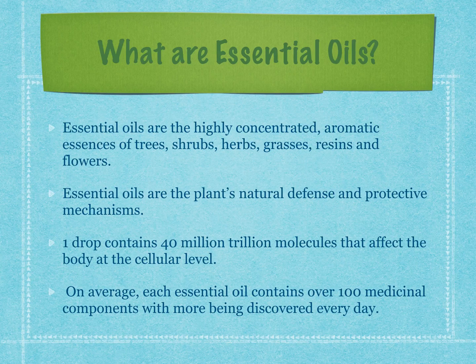Essential oils are nature's defense mechanisms and protective mechanisms. So they work in our bodies the same way as they do a plant. So they penetrate the cell membranes and disperse into our blood and our tissues. Just one drop of essential oil contains 40 million trillion molecules that affect the body at a cellular level. These particles are one of the few things small enough to cross our blood-brain barrier. Now, as a nurse, that's huge to me, that it crosses our blood-brain barrier. Not a lot of things do.